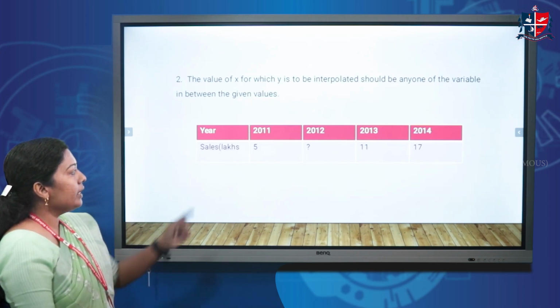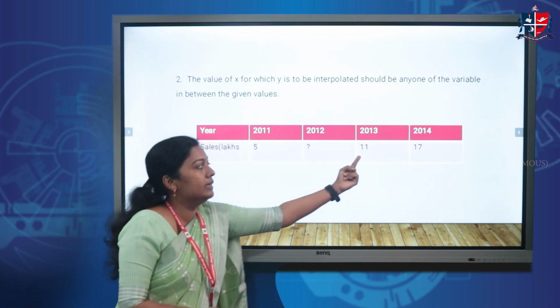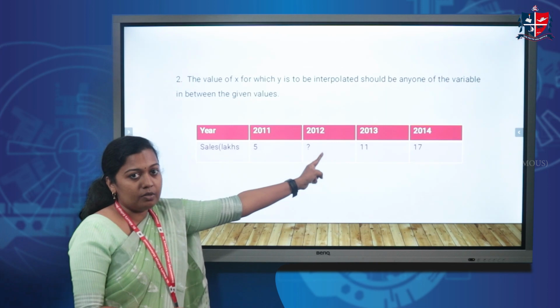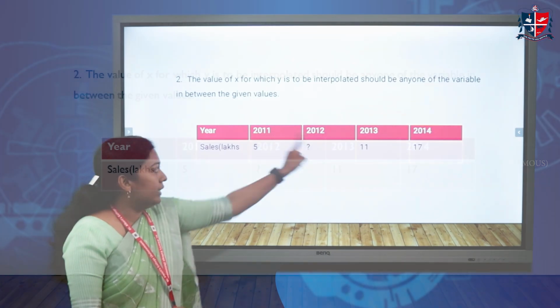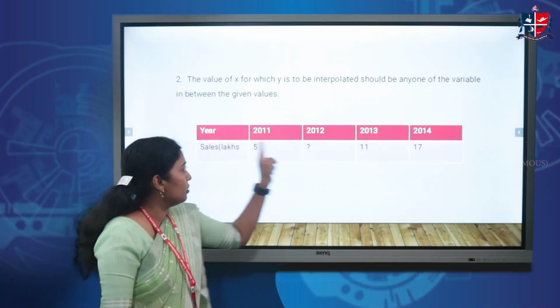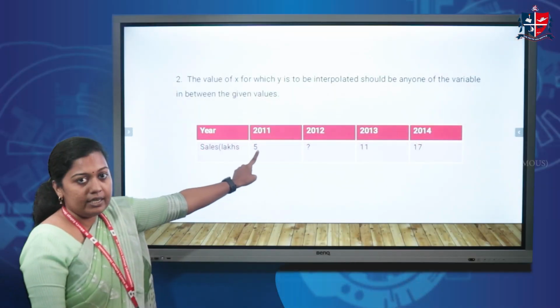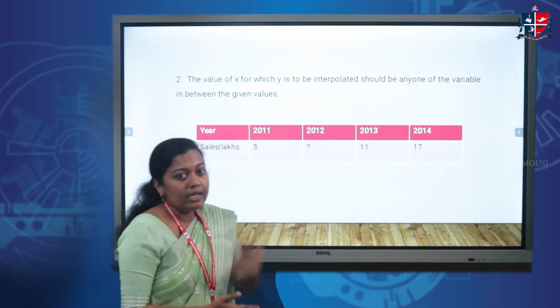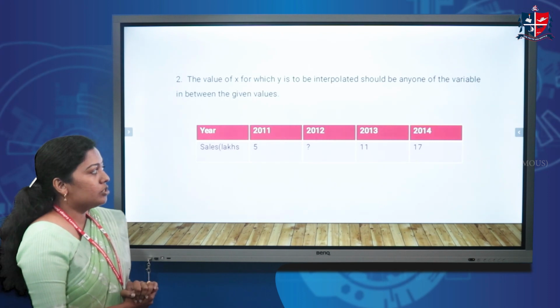And here you can see the known values are 3. Three known values are here, and we have to estimate the figure for the 4th year, that is the sales for 2012. So here the known values are 3. In 2011, we know the sales are 5 lakhs, in 2013 11 lakhs, and in 2014 17 lakhs. So the known values are 3.